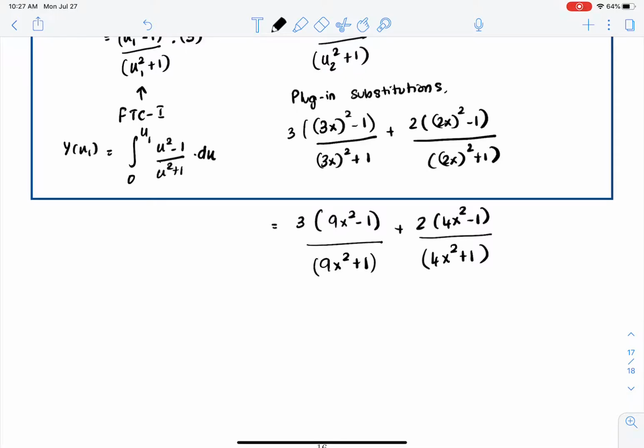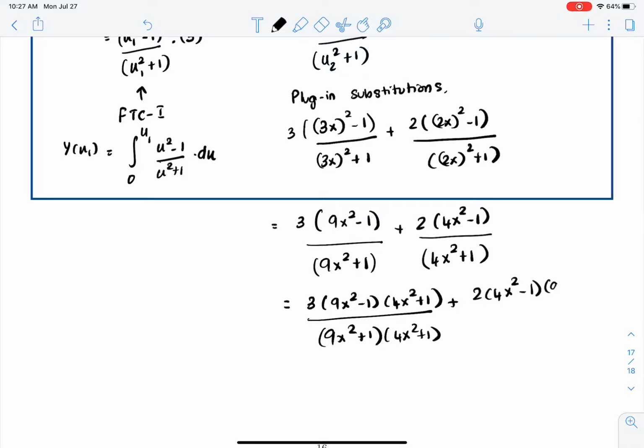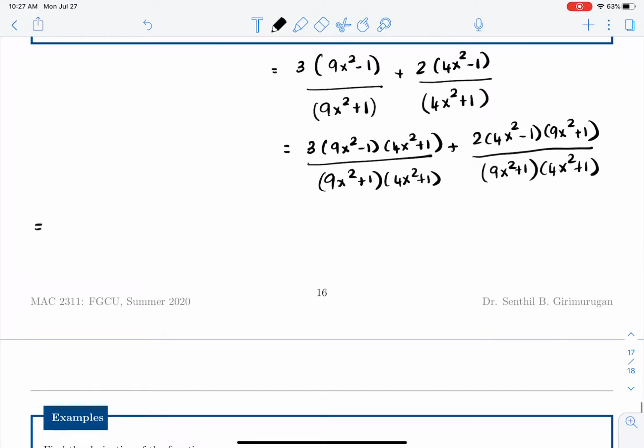I think we can simplify this. So 3 times (9x² − 1) times (4x² + 1) over (9x² + 1) times (4x² + 1), plus 2 times (4x² − 1) times (9x² − 1) divided by (9x² + 1) times (4x² + 1). Distribute and simplify.